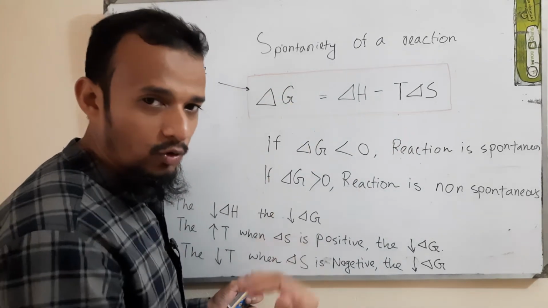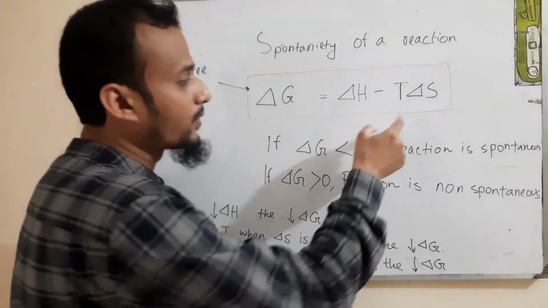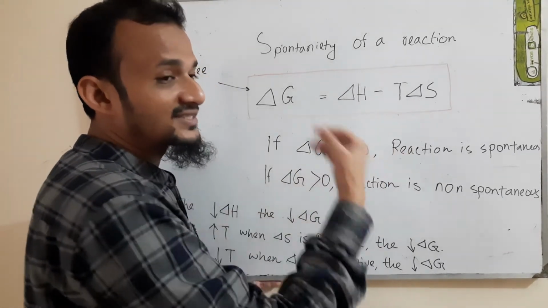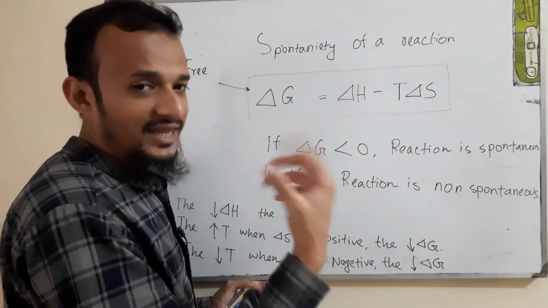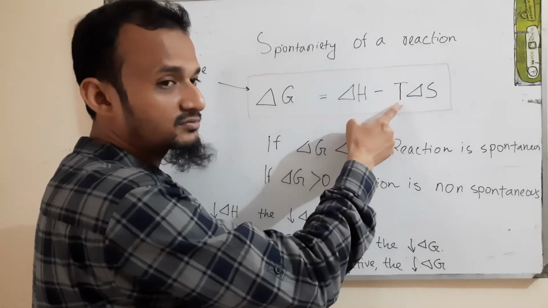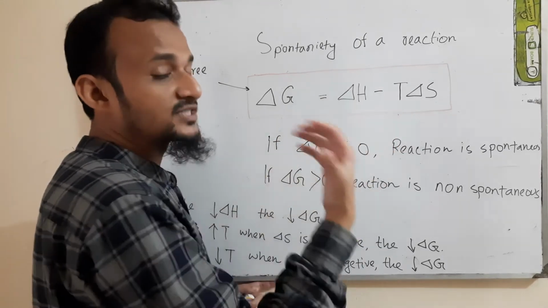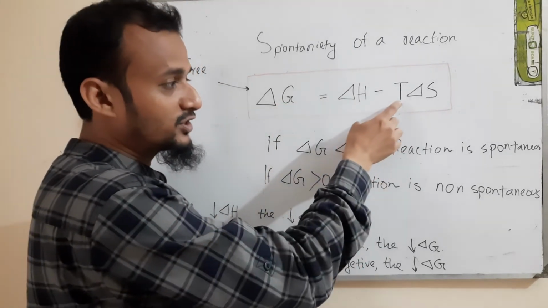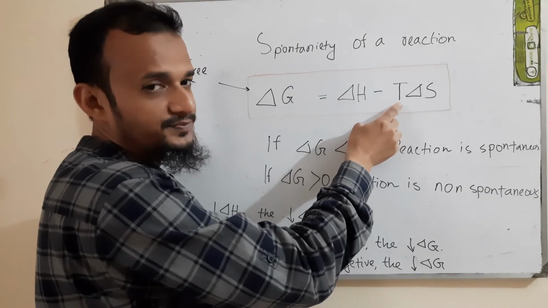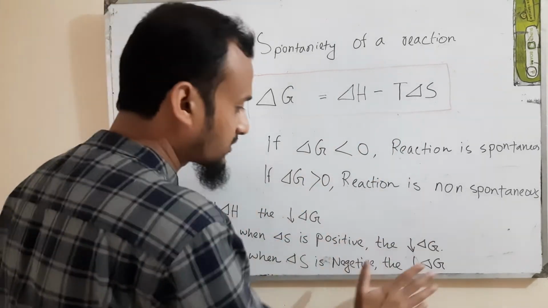The reaction becomes more spontaneous. Now, if the value of ΔS is negative, then if you increase temperature, ΔG will increase, not decrease. So to make it spontaneous, you need to decrease the temperature. This is something that I have written here.